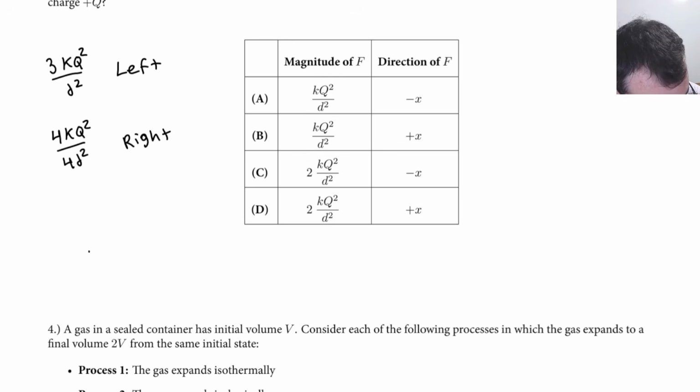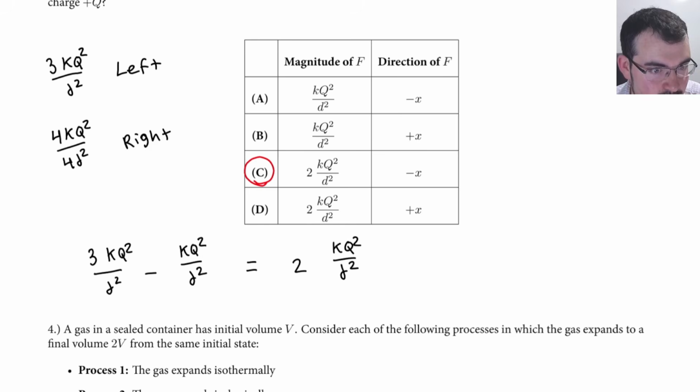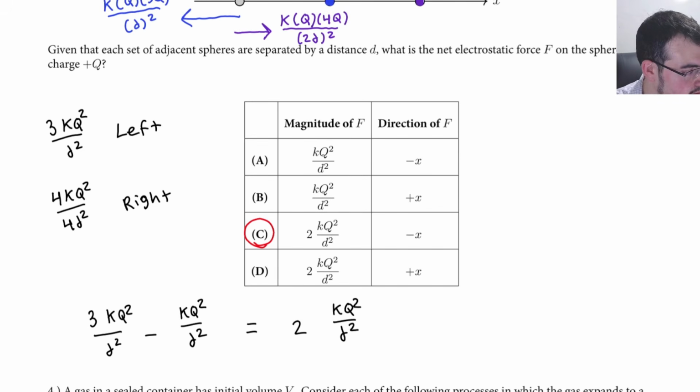So our net force is just going to be 3 KQ squared over D squared minus 1 KQ squared over D squared. So we just get 2 KQ squared over D squared. And that is to the left. So that gives us answer choice C. There's some manipulating involved, so this was 2-star.